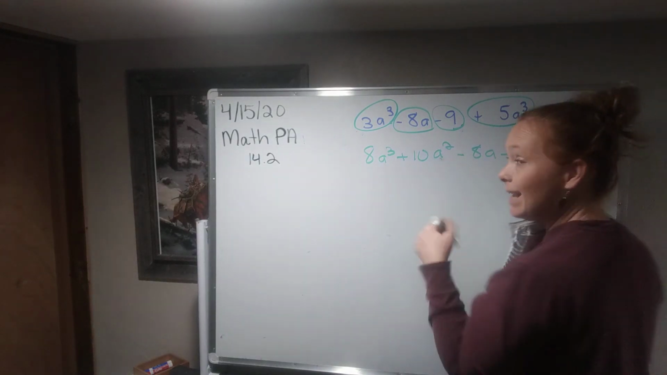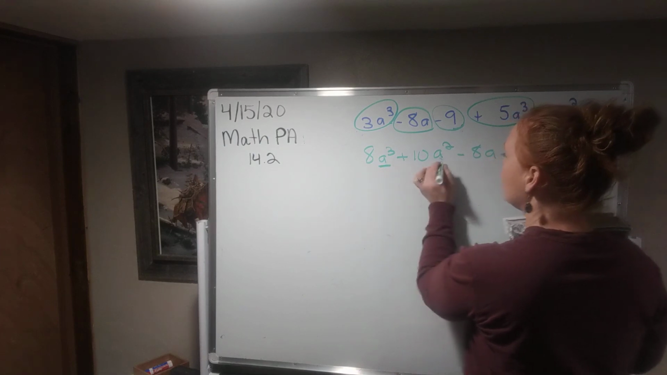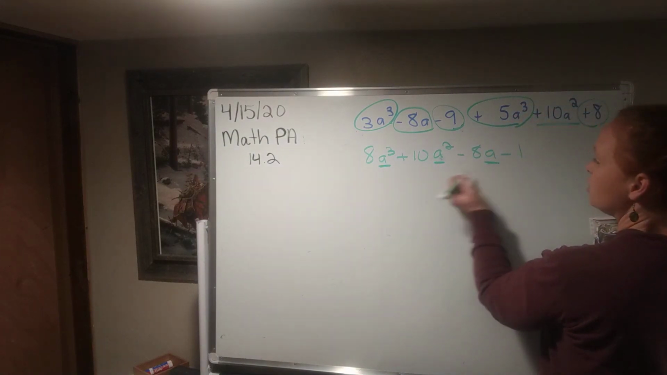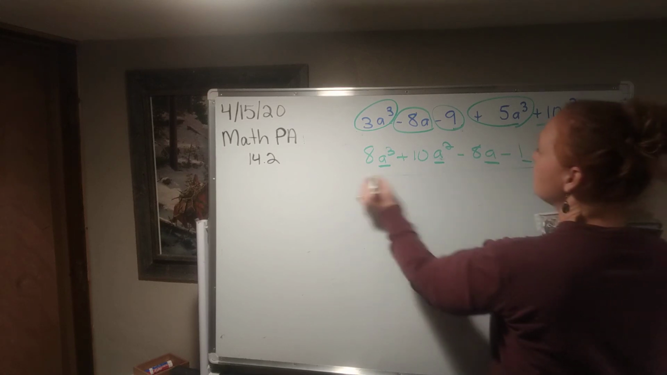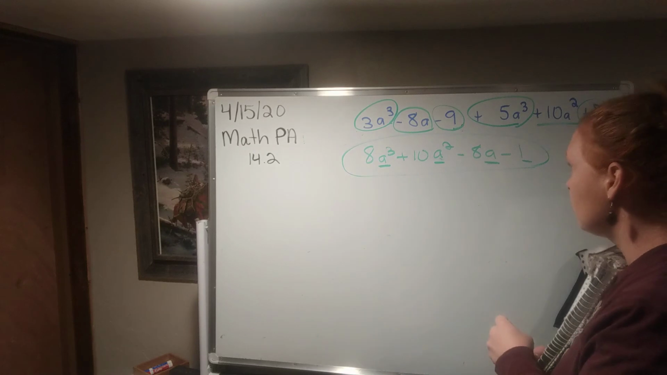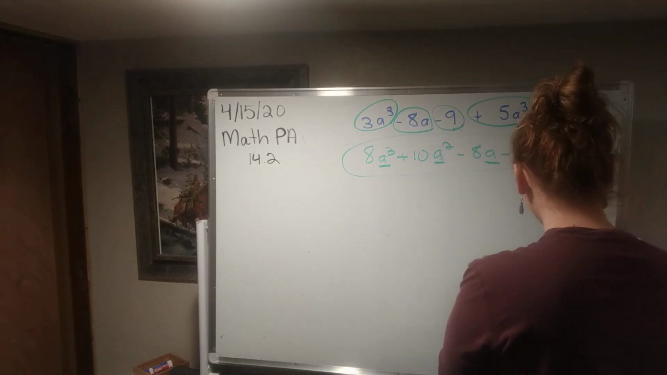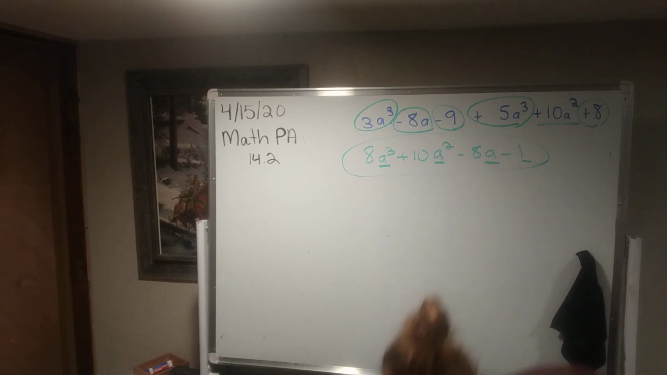Make sure in your answer, it should always go with the highest exponent letter. Do you see how I went from a cubed, a squared, a, and then just a number? This is the proper order. It's wrong if it's out of order. Okay? All right. Let's move on to example 5.